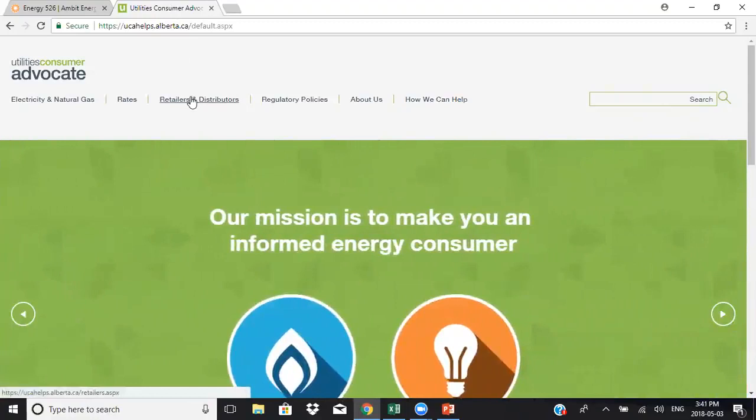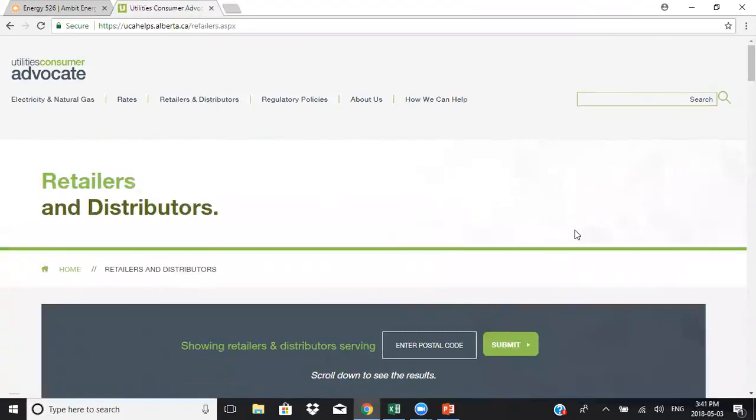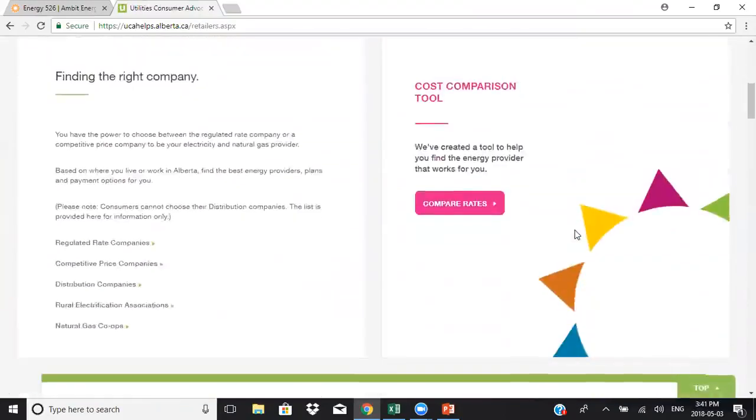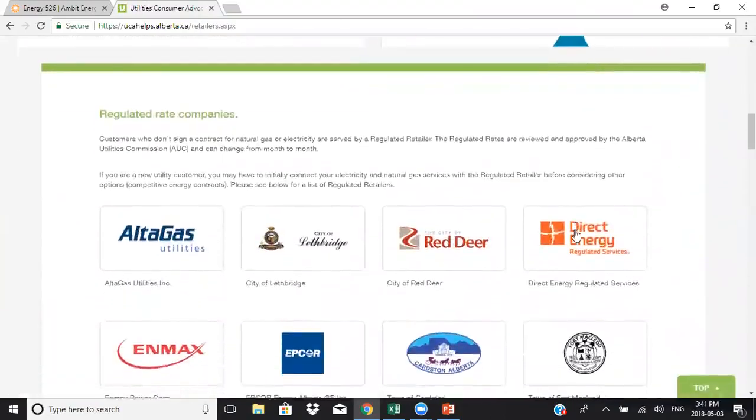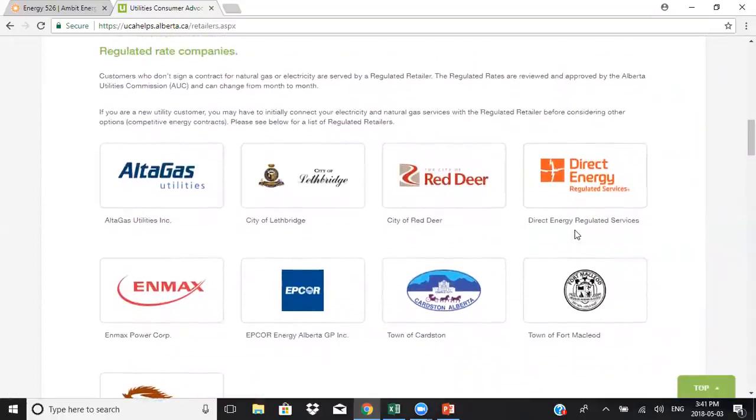So this third tab here, retailers and distributors, we click on that. The first thing we're going to see is a list of all the regulated rate companies here in Alberta. And as you can see, there's 9 of these. You might be familiar with AltaGas or ENMAX or EPCOR or Direct Energy Regulated Services. So these are the regulated rate companies.